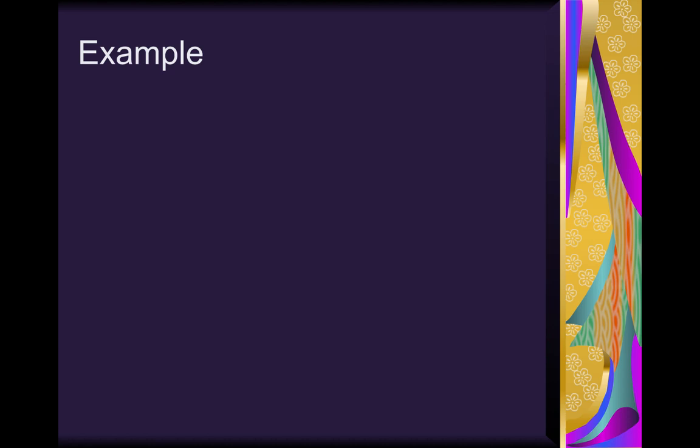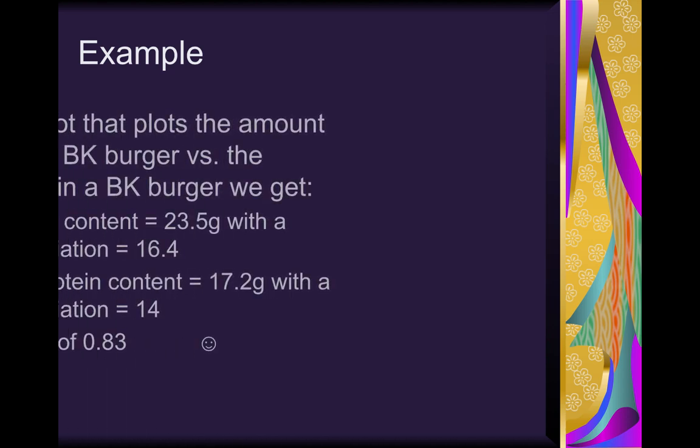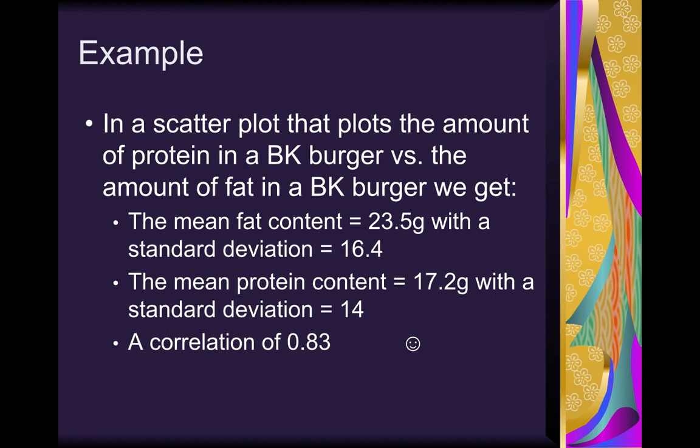So let's look at an example. We're going to keep talking about the Burger King example. So in a scatter plot that plots the amount of protein from a Burger King burger versus the amount of fat from a Burger King burger, we get that the mean fat content is 23.5 grams and the standard deviation of 16.4. The mean protein content is 17.2 grams with a standard deviation of 14, and we have a correlation coefficient of 0.83.